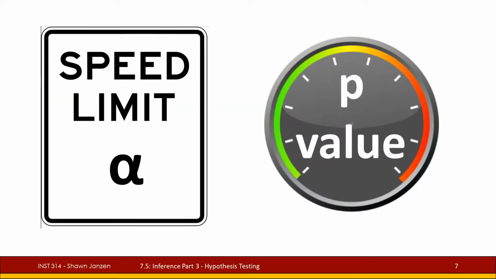I gave you before the idea of the speed limit, where our speed limit is alpha. This is the maximum level of risk we're willing to take, and the p-value is how fast we are driving. If your p-value, your driving speed, exceeds your alpha, your speed limit, then you could be in trouble with the stats police, you are not statistically significant, and you fail to reject the null hypothesis. Whereas if you are under the speed limit, you are statistically significant, and you're all right.